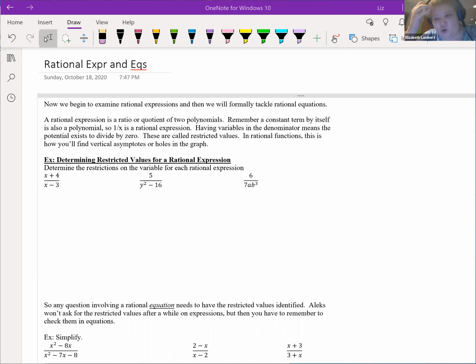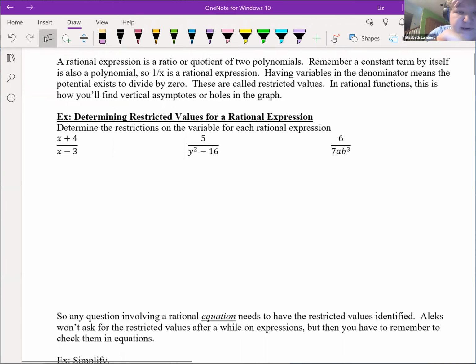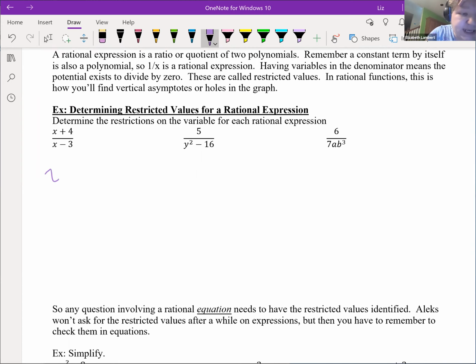Now, I want to figure out what makes me divide by 0, meaning what makes the denominator 0. So we set it equal to 0 and solve. So I have x minus 3. Let's make that a little bigger because I write so big. I just take my denominator, set it equal to 0, and I solve. And I get x equals 3. So what this means is x cannot equal 3. That's our restricted value. X can be anything it wants except 3.